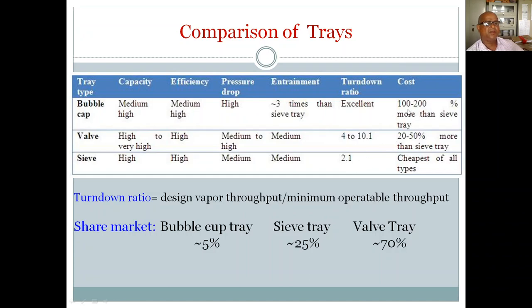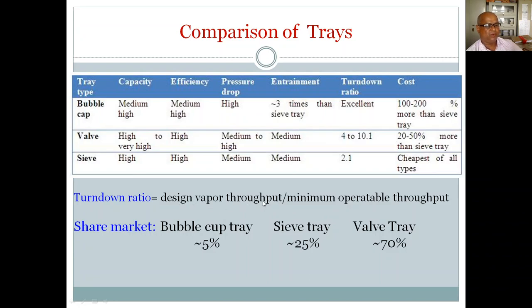Cost: bubble cap is 100 to 200% more than the sieve tray, and valve tray is 20 to 50% more than the sieve tray. So the cost of bubble cap is greater than the valve tray. And sieve tray is the cheapest.